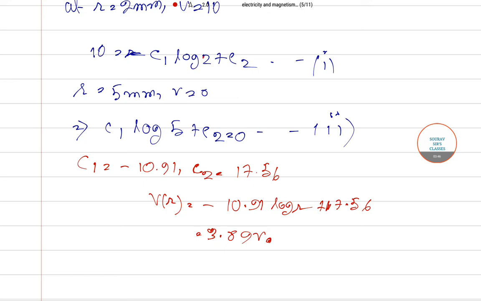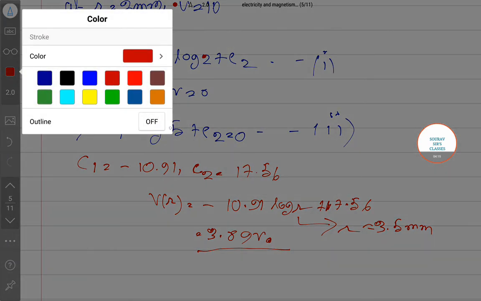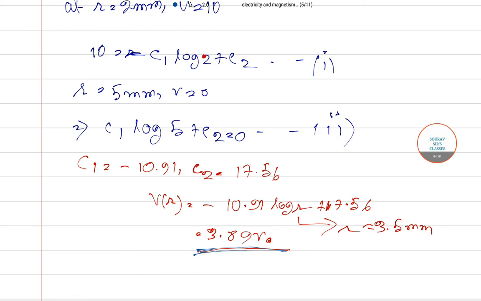Here this is log 2. So V(R) equals minus 10.91 log R plus 17.56, and here R equals 3.5 millimeter. With R equals 3.5 millimeter, we get 3.89 volt. So this is the correct answer for this question, the value of potential.